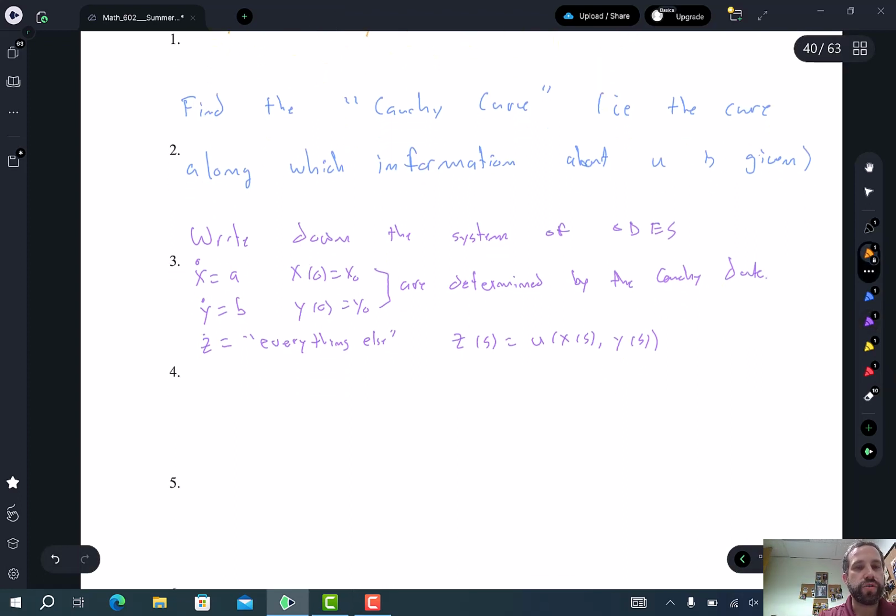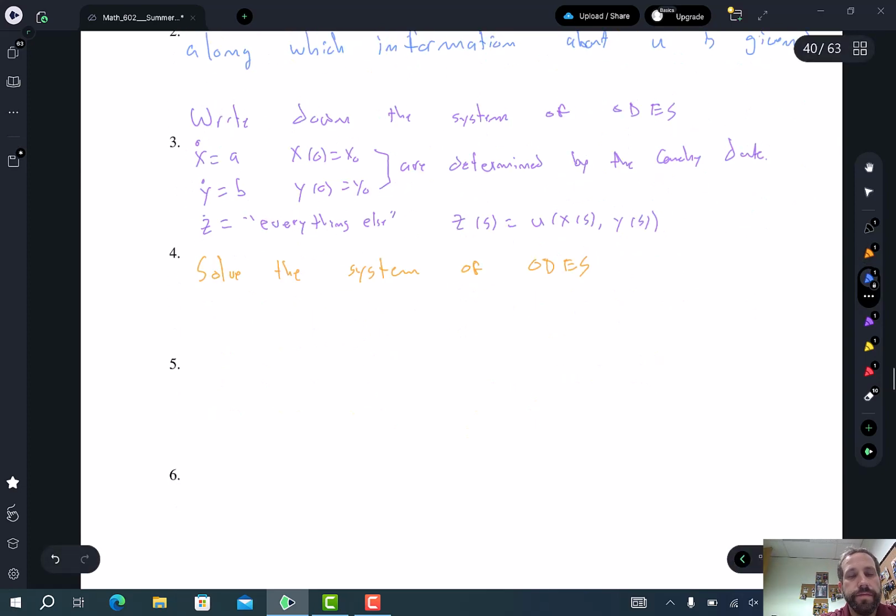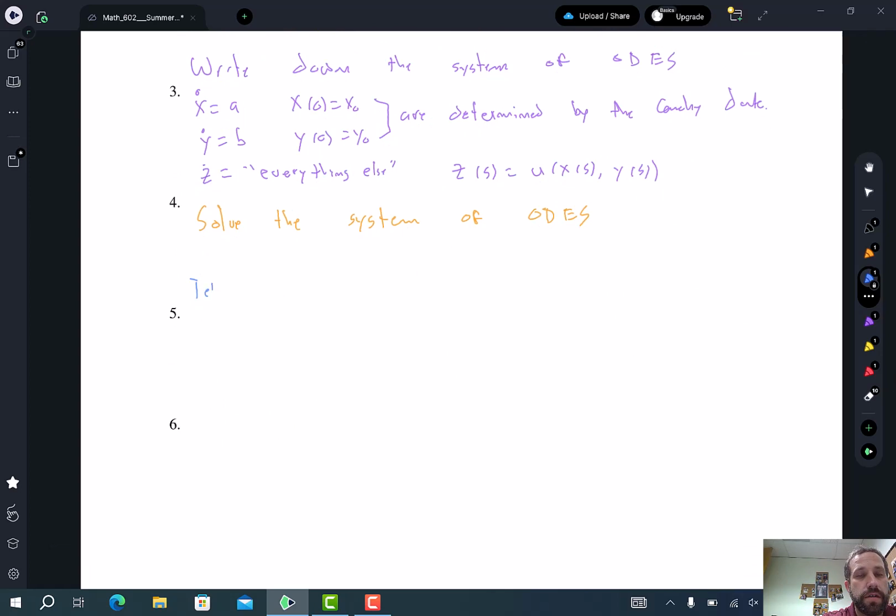Step 4 is to solve the system of ODEs. Okay, so why do we want to do that? One of the main things that this will give us is what u is, what the solution u of x, y is, along each characteristic.